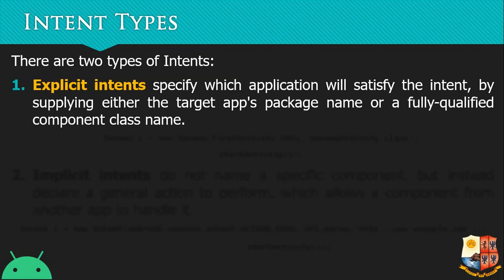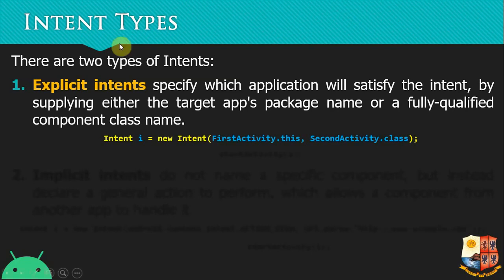Read the technical definition, guys. Explicit intent specifies which application will satisfy the intent by supplying the target app's package name or a fully qualified class name. We have given class name. If you remember how I wrote the intent, I'll just show you a sample. Look at the code: Intent i = new Intent. You gave from where to where. We specifically gave the fully qualified class name, including the dot class extension.